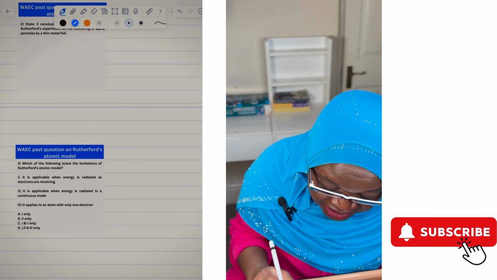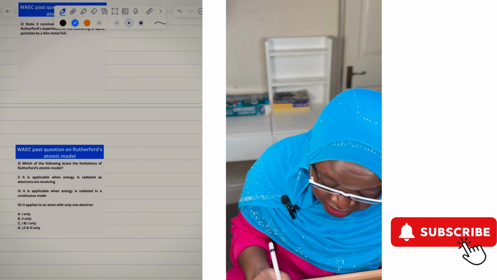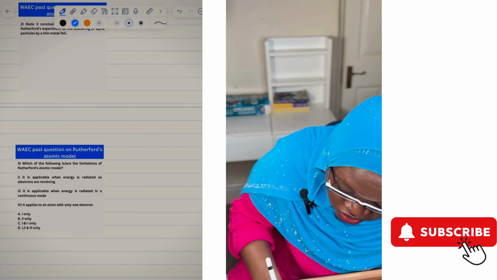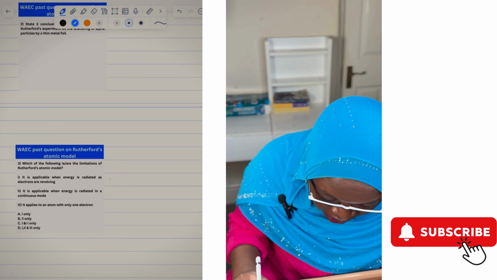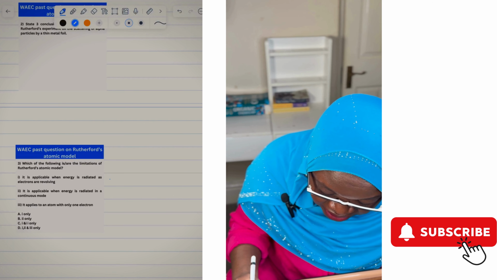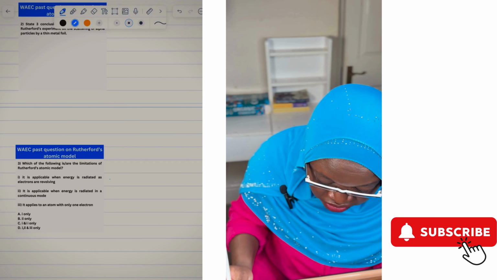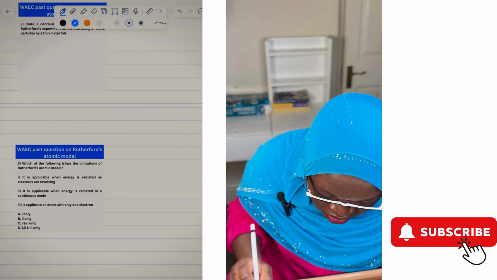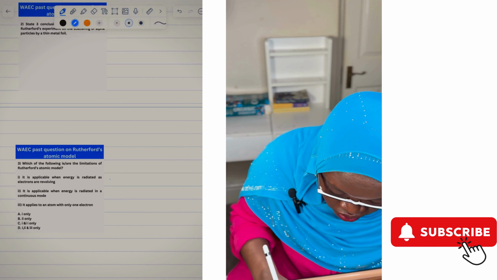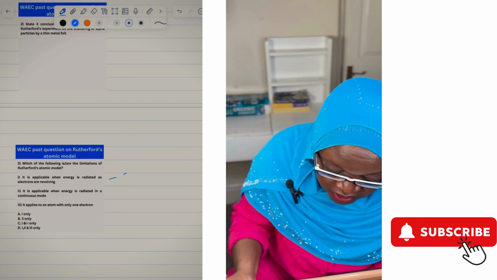Statement 1. It is applicable when energy is radiated as electrons are revolving. Yes, that's true. According to Rutherford, it is applicable when energy is radiated in a continuous mode. That is also true as a limitation. It applies to an atom with only one electron. No, that was not a limitation for Rutherford.